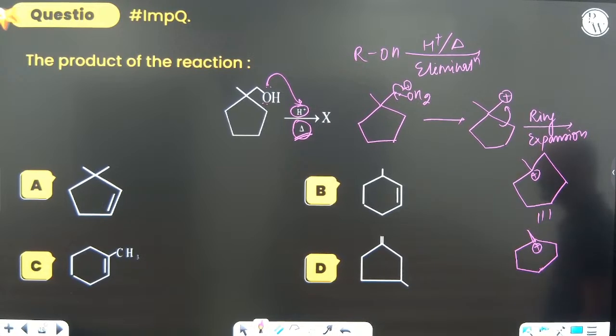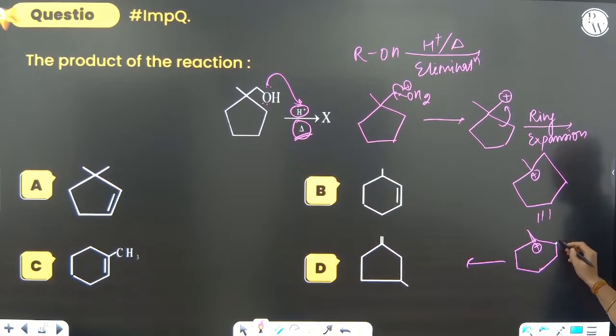Because we have this, now heat is there. Once the heat is there, what will happen? Just think about it. Always think in that way. There is going to be elimination. So which kind of elimination is going to take place here? E2 elimination.